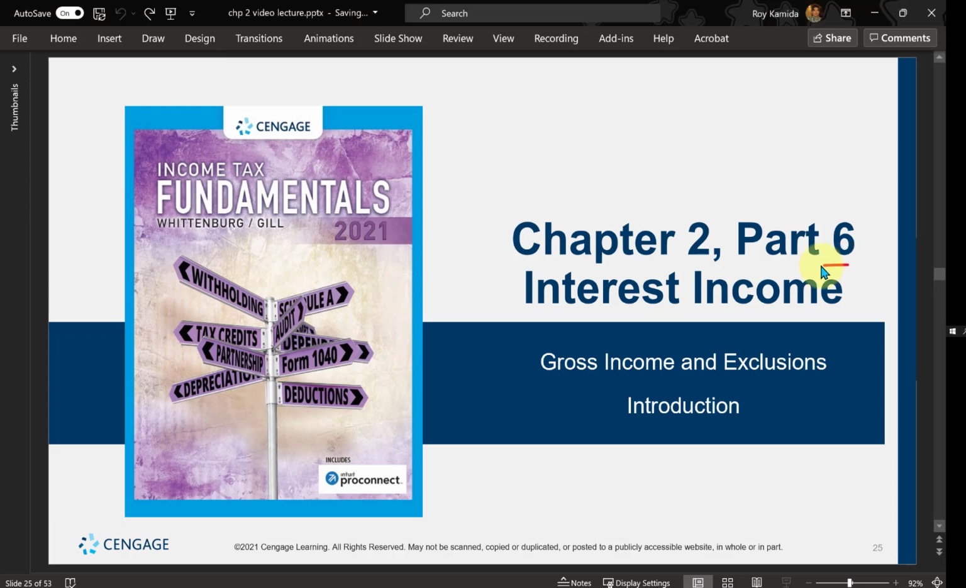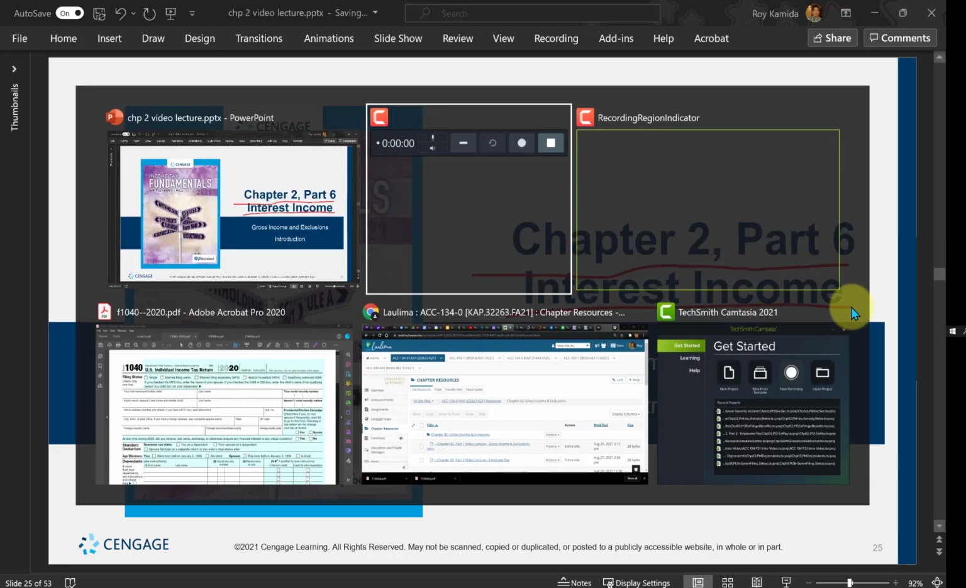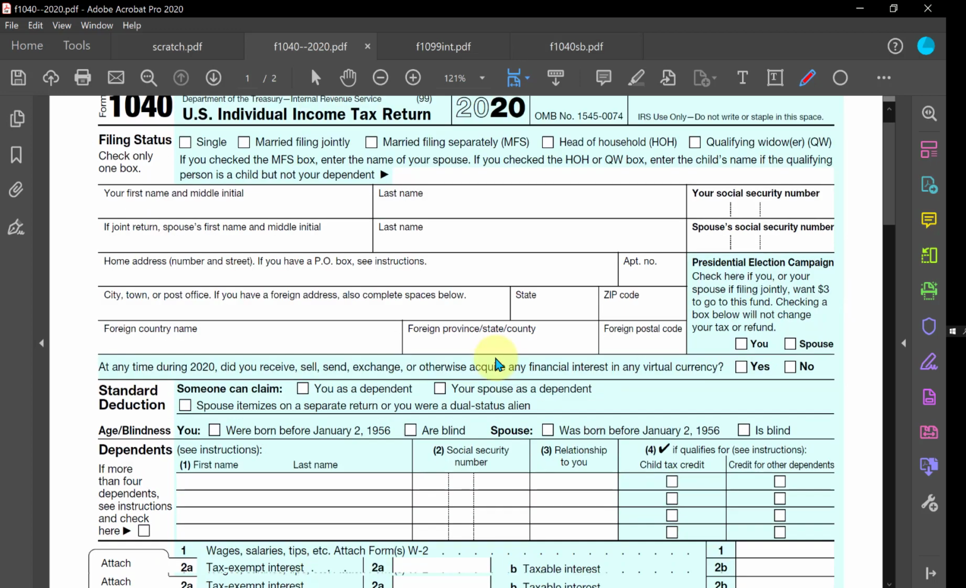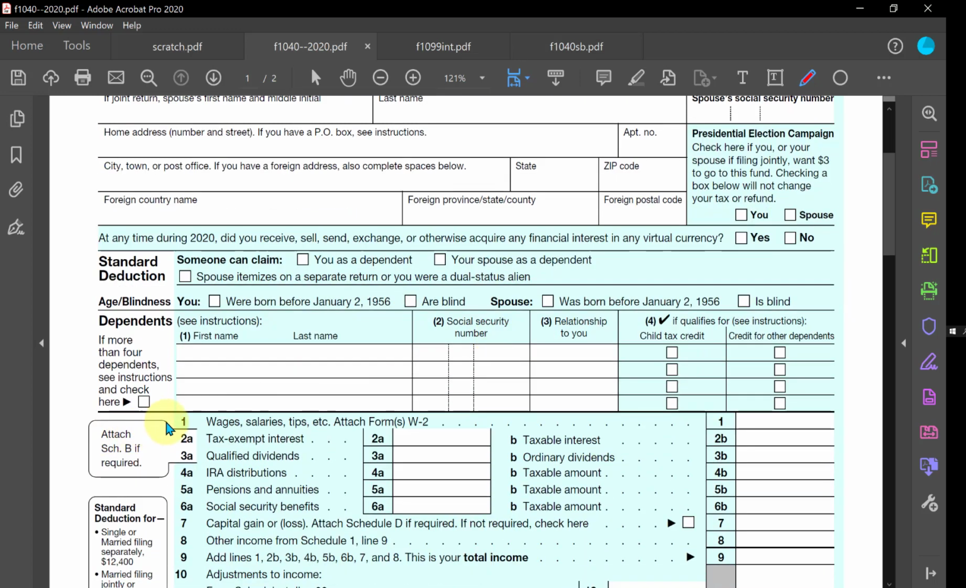Welcome back to part 6 of chapter 2, where we're going to be covering interest income. So let's take a look at the 1040 form. And we know the common types of income are listed here on the front page of the 1040, including here in line 2, interest income.